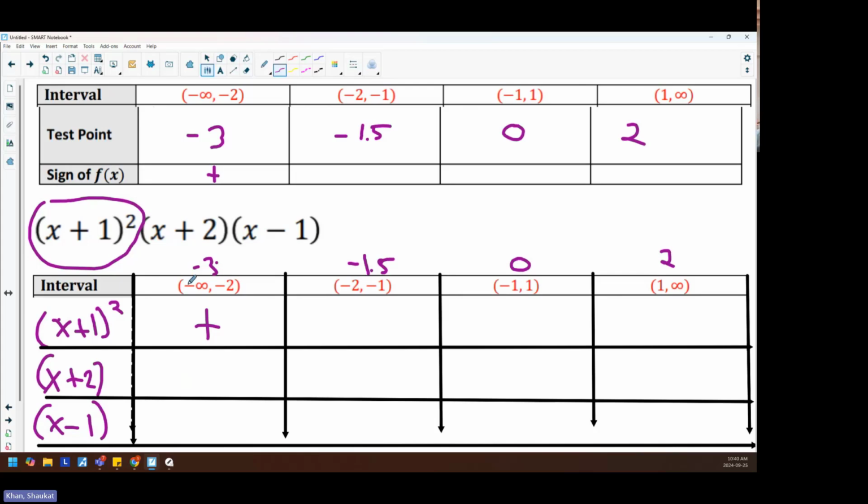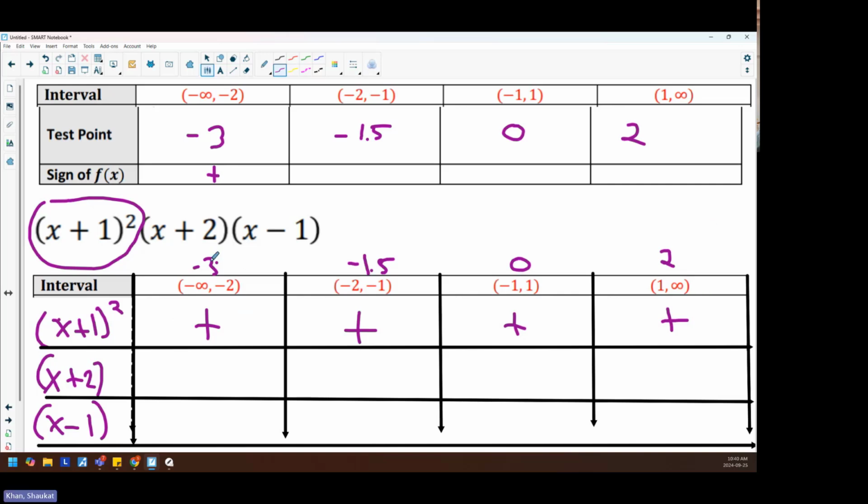So if I substitute -3 into here, that's -3 plus 1, -2, but then you square it, it becomes positive. So that's a positive answer. And I can do this across because anything I plug in here, if I plug in -1.5, once again, that's -0.5, but I square it, so it's positive. And if I plug in 0, that's just 1 squared, that's positive. If I put 2, 3 squared, that's positive. So this section is just going to be positive.